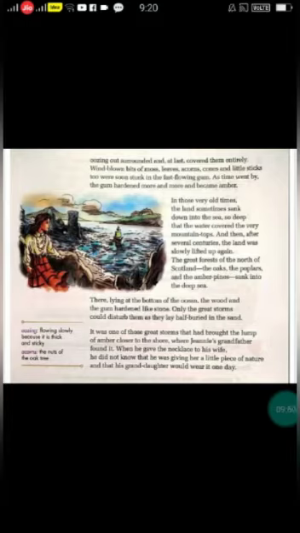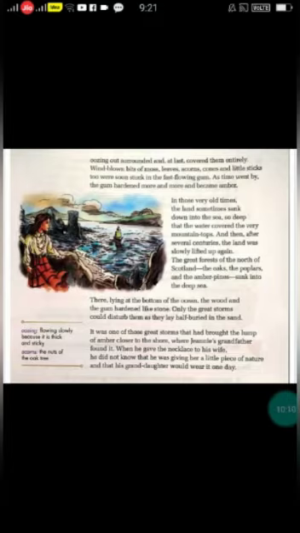Several centuries. 1 century makes 100 years. So after several centuries, the land was slowly lifted up again. Lifted up means no one comes and lifts the land up.